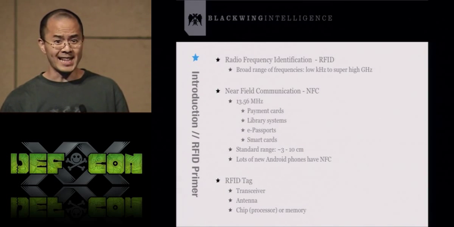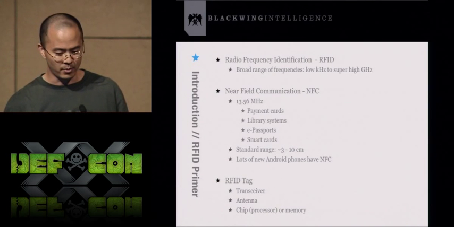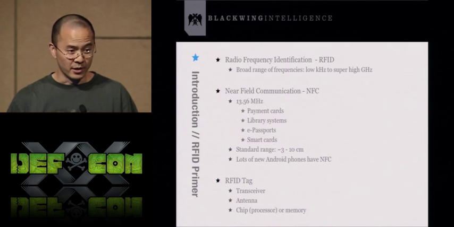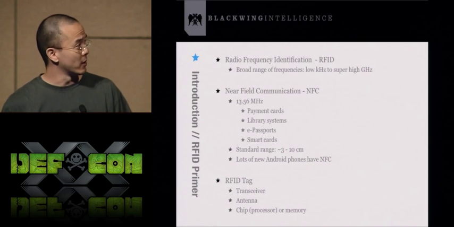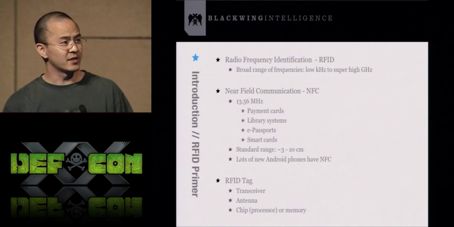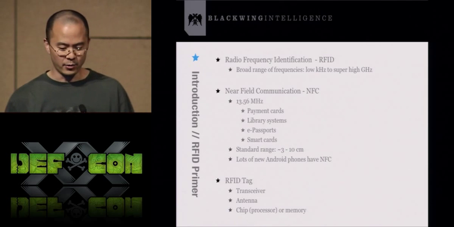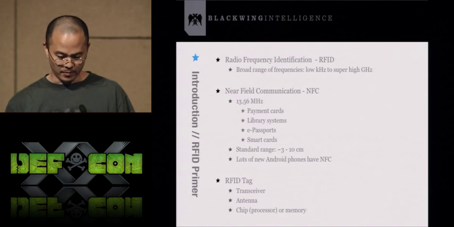RFID works on magnetic induction, so the reader will power a passive tag. So there actually probably is a finite limit in terms of read distance, probably something like 50, 60 feet. I don't know, other people have done research on that. There are a lot of new Android phones coming out with NFC. NFC isn't as abundant over here in the US, but you can find it in places like Japan. It's a lot more common over there.